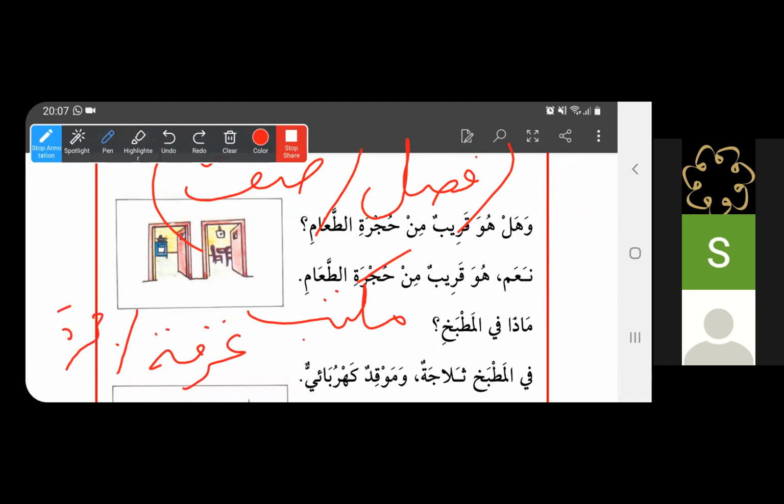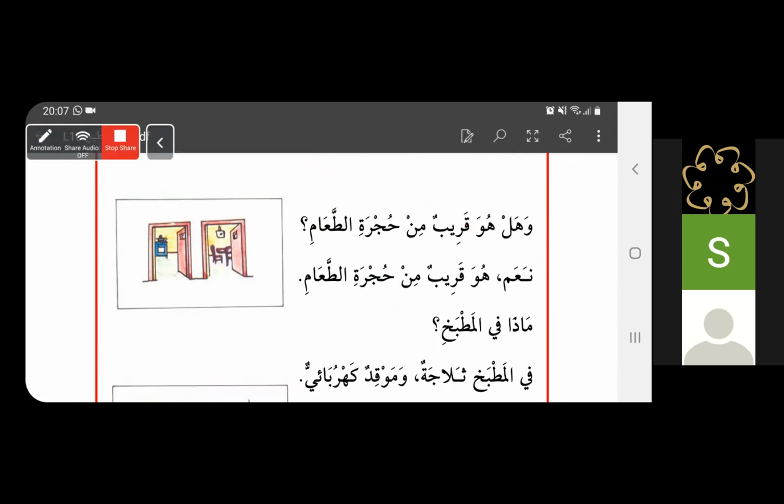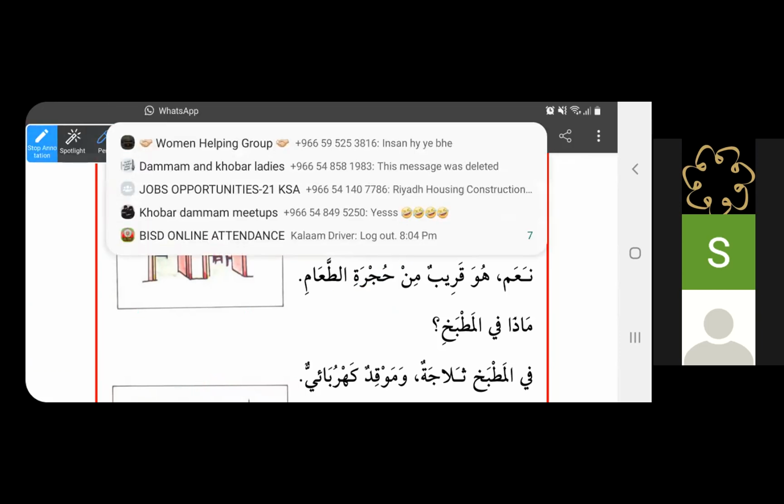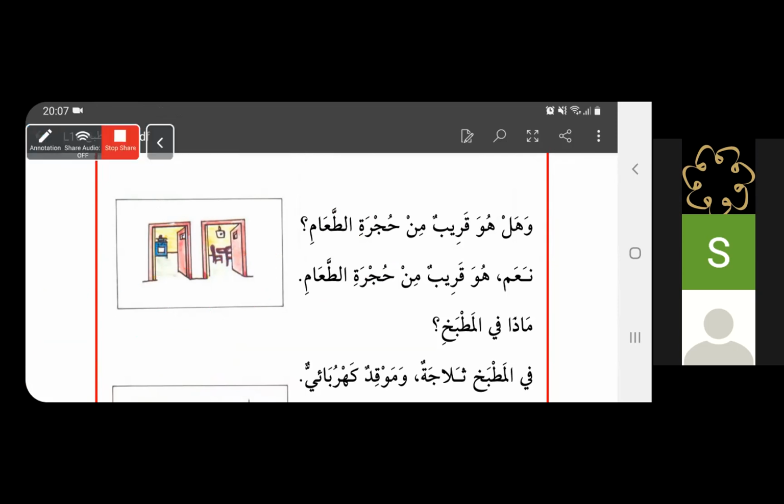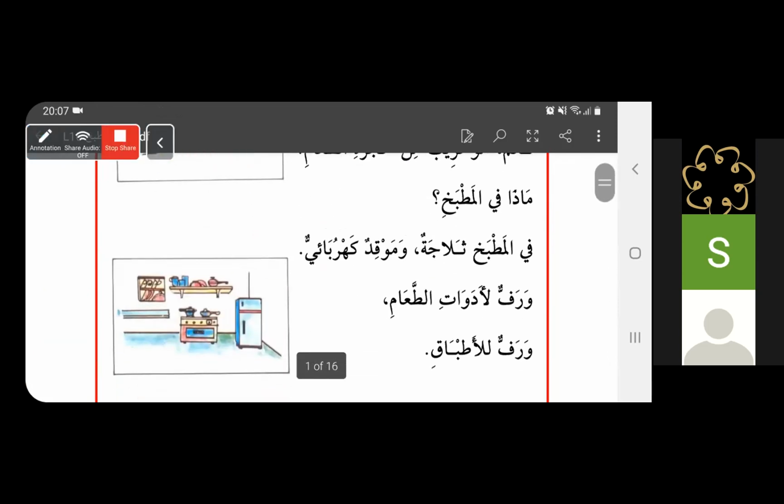تمام. نعم. حجرة. You have a surah in the Quran. Its name is Surah al-Hujurat. نعم. It's the plural of حجرة, means rooms. نعم. Okay. نعم يا صالحة.